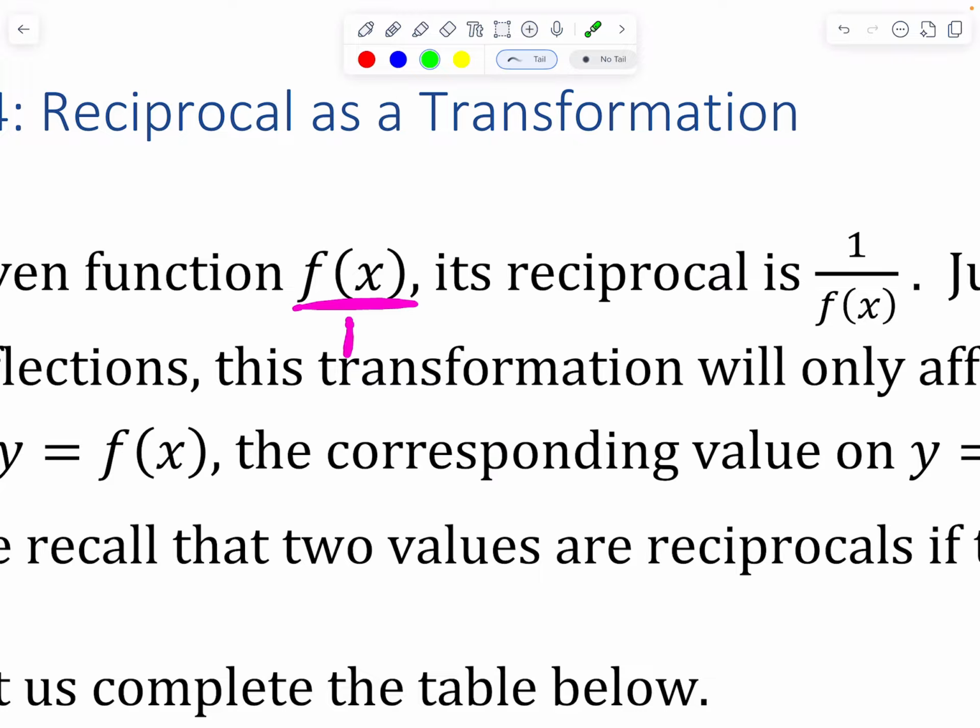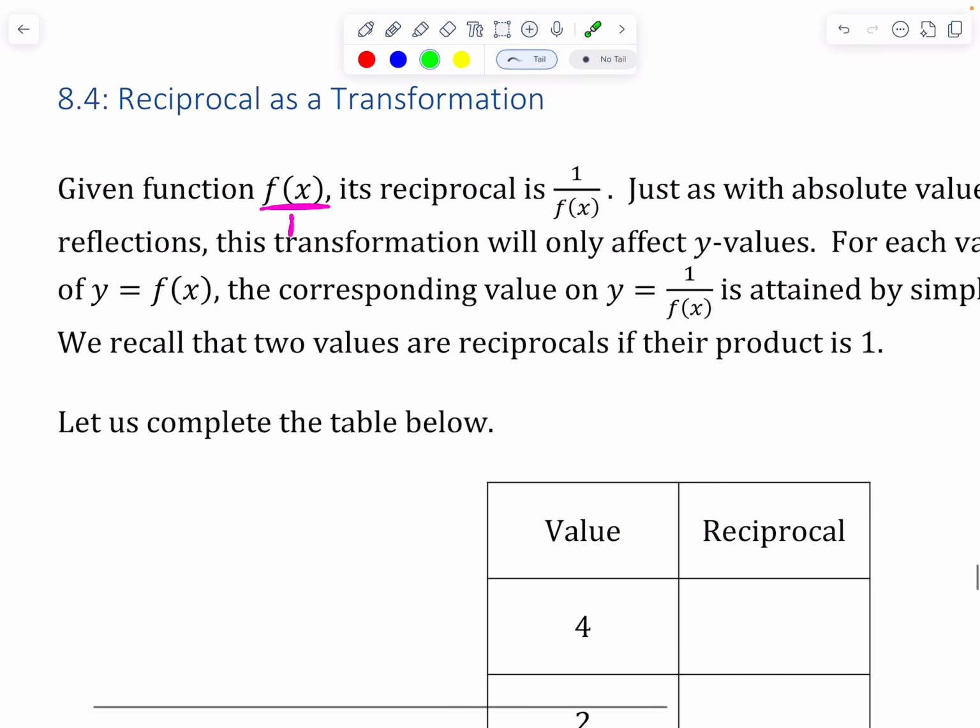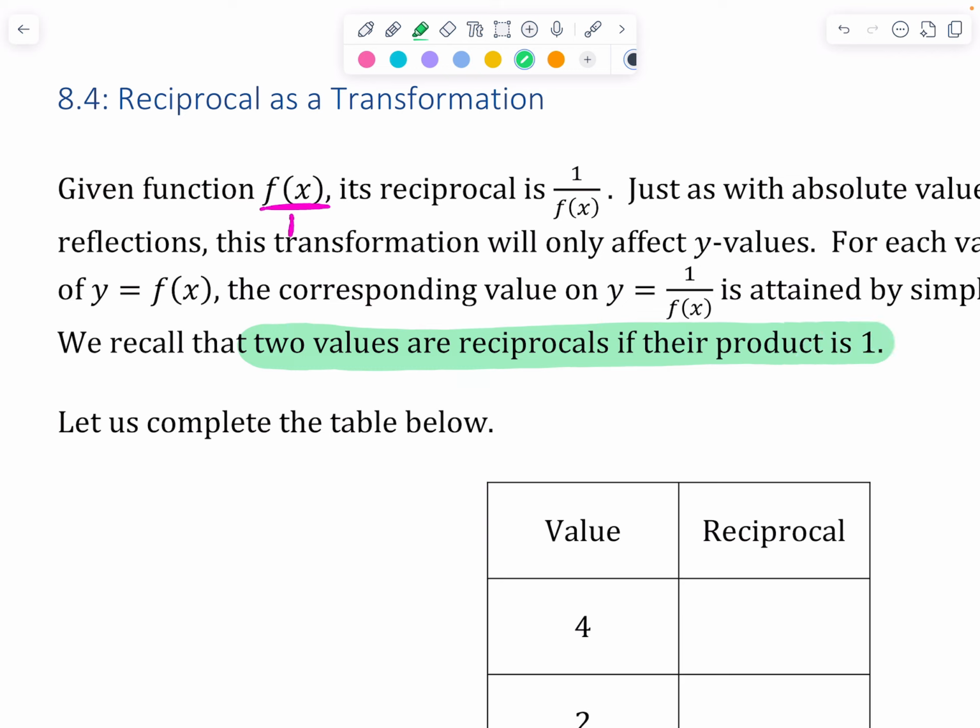Now again, as a vertical transformation, it's only going to affect y values. We're going to take the y values on the original f of x and then take their reciprocals. Recalling definitions of reciprocals, one way to note that two values are reciprocals is if their product is 1. That's the formal definition. An informal definition is to just take a fraction and flip it upside down.